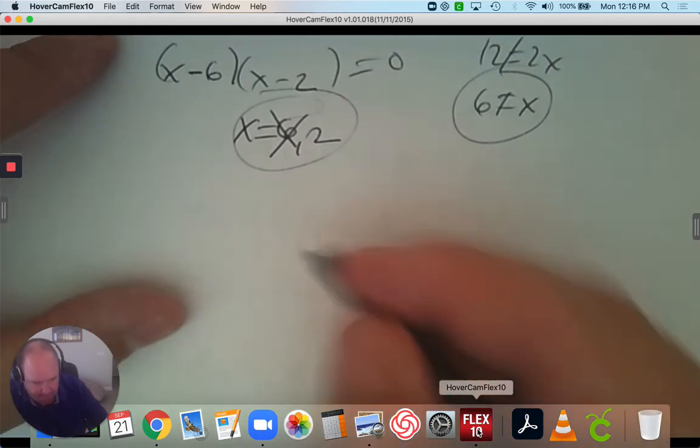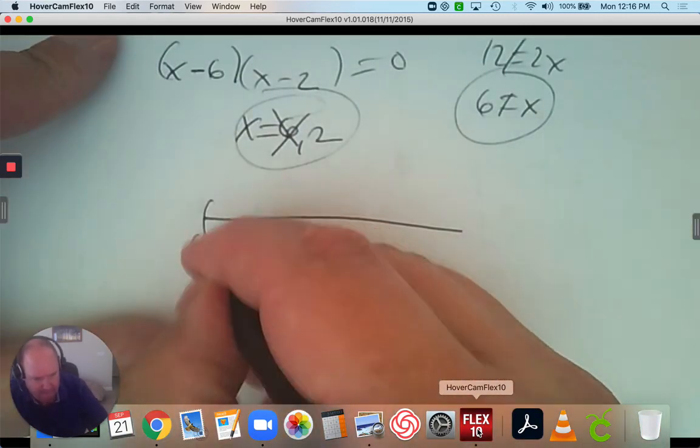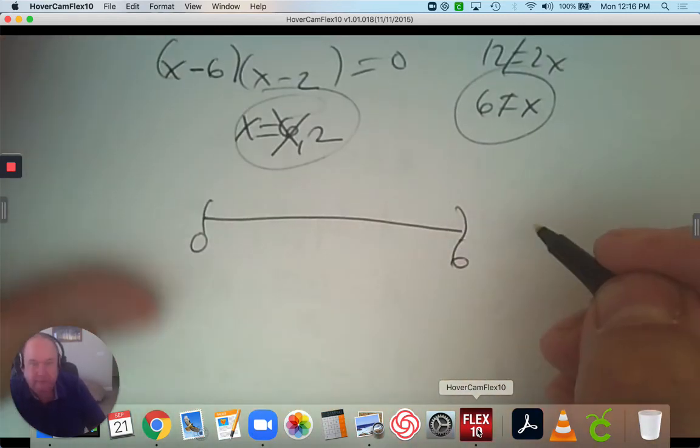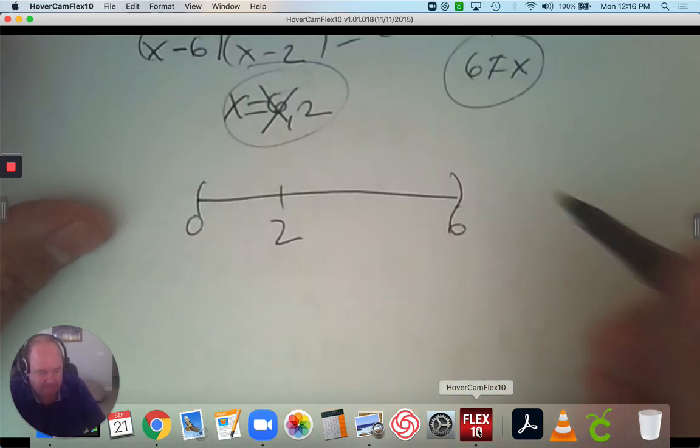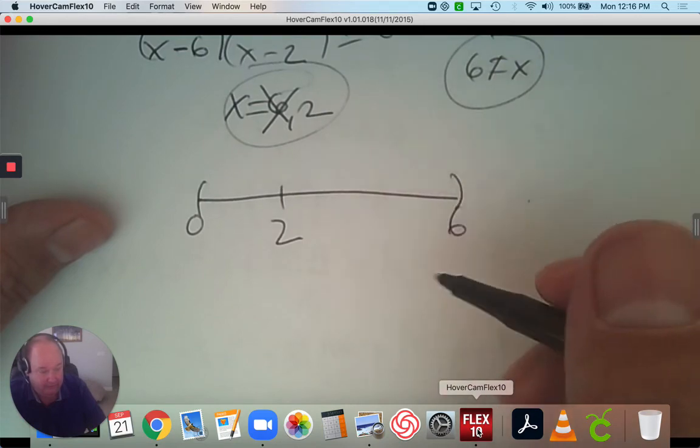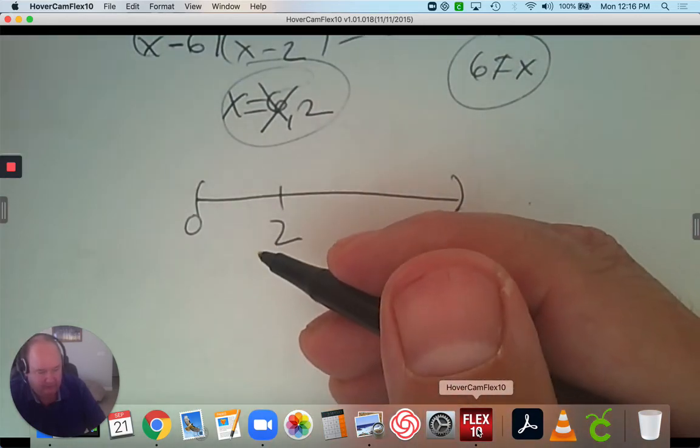Okay. Do a number line, and it goes from 0 to 6. So all answers have to be between 0 and 6. 2 is between 0 and 6. If it was bigger than 6, you'd have a negative length and width. You can't have a negative number for height, so on.